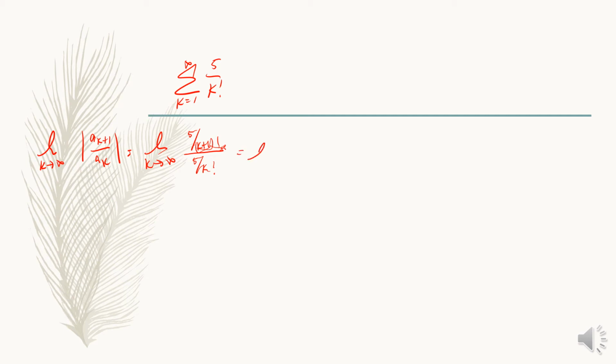Kind of messy there. I'm going to flip that bottom part, multiply straight across. So it looks like I get 5 over k plus 1 factorial times k factorial over 5. My 5's are going to cancel. So I get k factorial over k plus 1 factorial. And now we need to simplify factorials, which we've done a little bit before, but this is something like, what is 5 factorial over 6 factorial? Well, that just gives me 1/6.